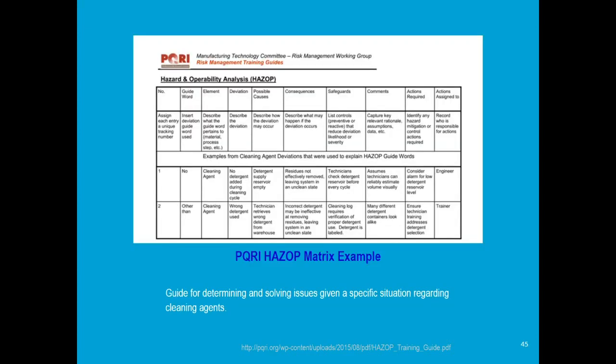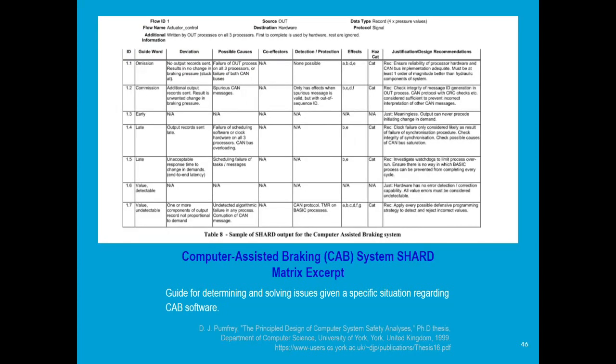This is an example of a HAZOP matrix. At the top, it describes the purpose of each attribute, and at the bottom, it gives an example of how to use each attribute. So for example, the first entry is describing no cleaning agent, which means that the cleaning agent was missing during the cleaning cycle. And here's a more complex example of a SHARD matrix dealing with computer-assisted braking system software.